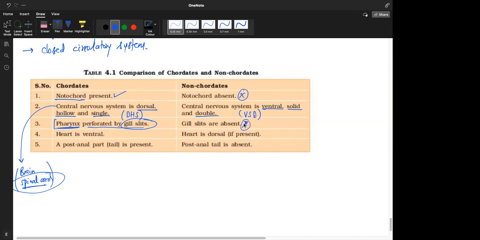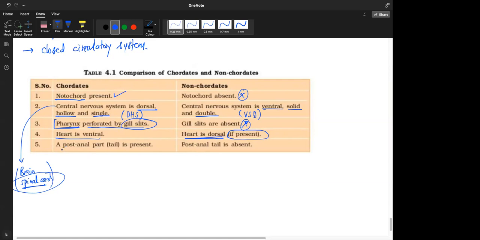Then heart is ventral. Again, heart is towards your ventral side. So you can keep your hand on your heart. You don't keep it on your back. If I ask where your heart is, you will show me the ventral side. In non-chordates, heart is dorsal. And in some non-chordates, heart may be absent. There is no concept of heart, just a flap that keeps pushing the fluid.